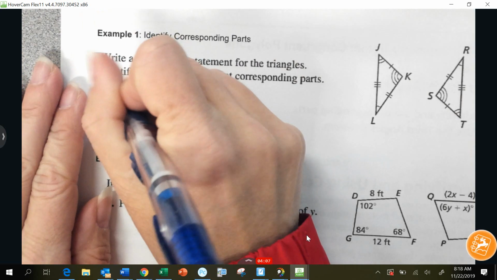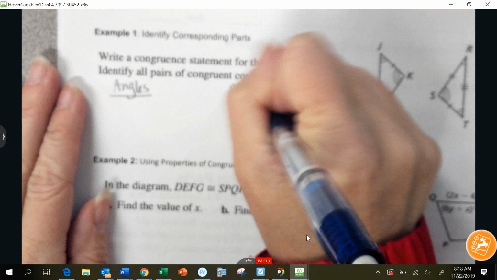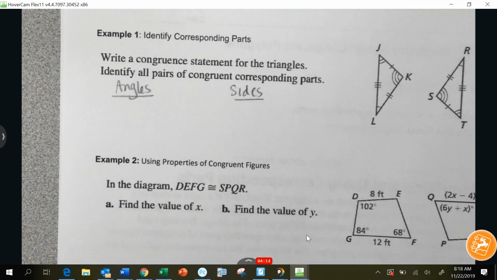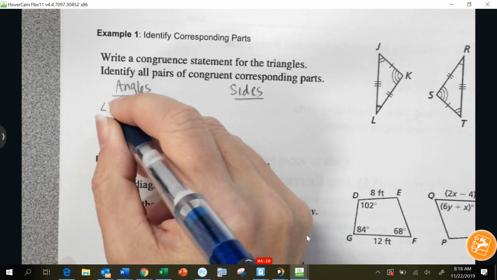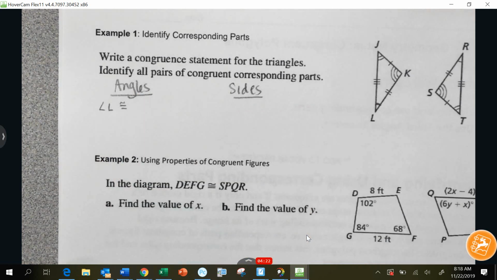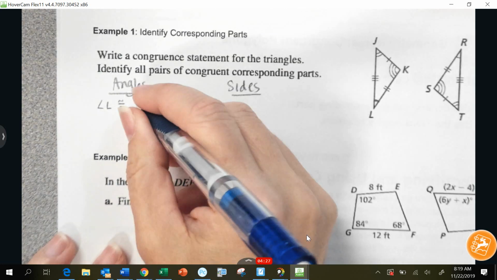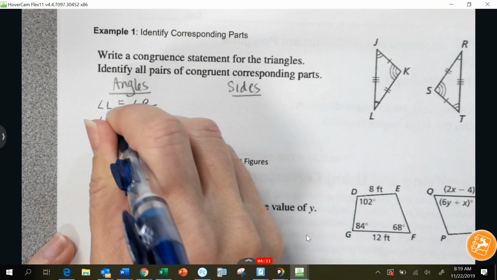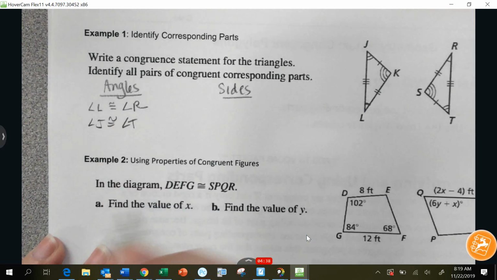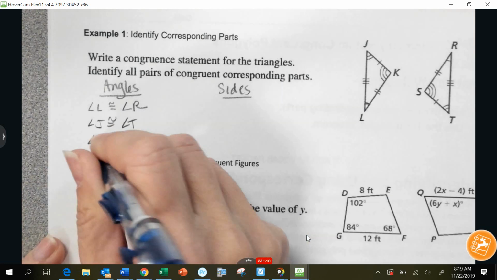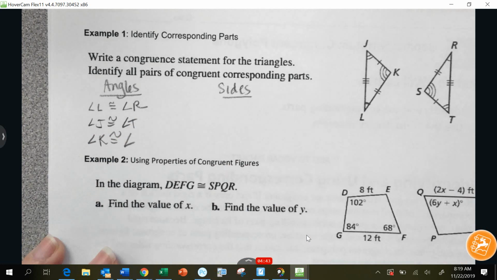So let's do angles, and let's do sides. So I'm just going to pick one. I'll just pick the one that has one little arc in it. Angle L is congruent to what? Yell out. Let's go. Angle R. Thank you. Angle J is congruent to which angle? T. That means angle K is congruent to angle S.